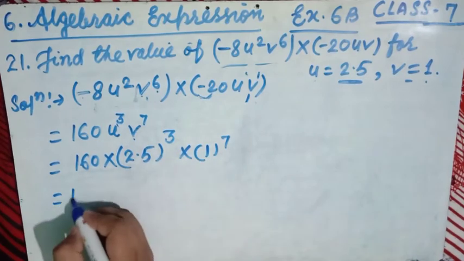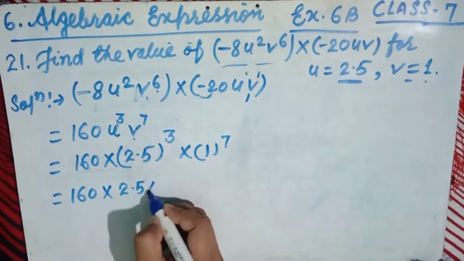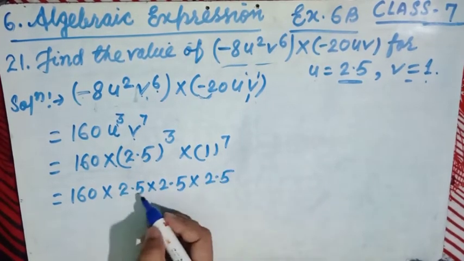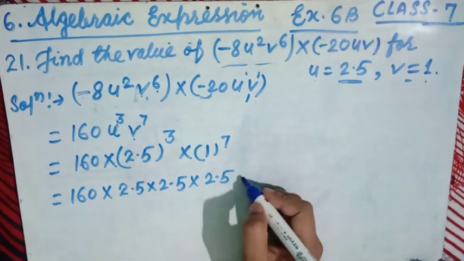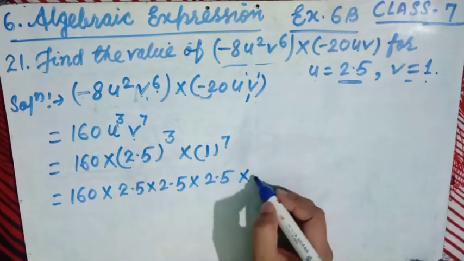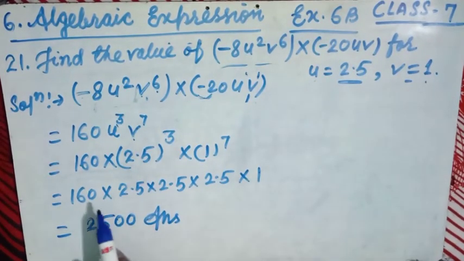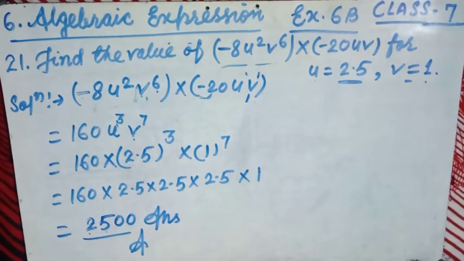Now have a look, 160 multiplied by 2.5, which could be written 3 times, because 2.5 is raised to the power 3, and 1 raised to any power is equal to 1. Now friends, after multiplying 160 into 2.5 into 2.5 into 2.5 into 1, it becomes 2500. This is your final answer. I hope you are very clear.